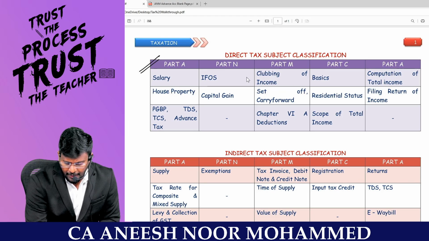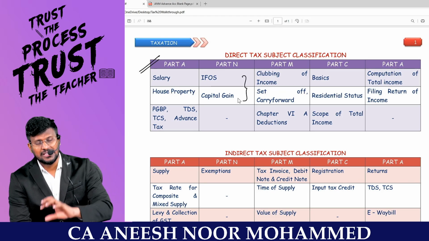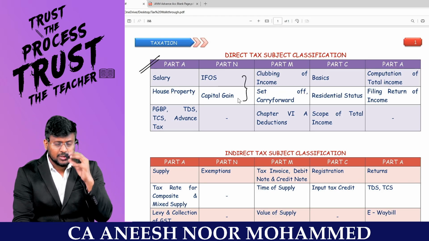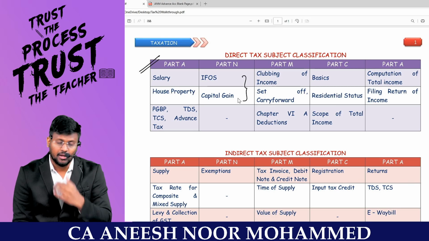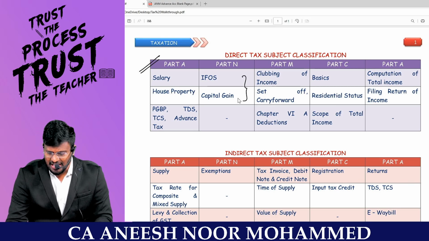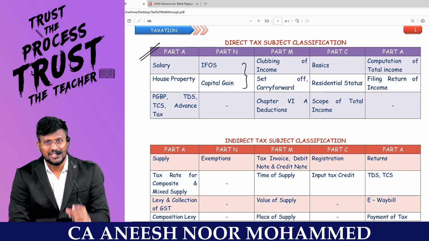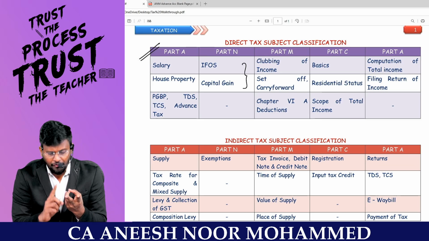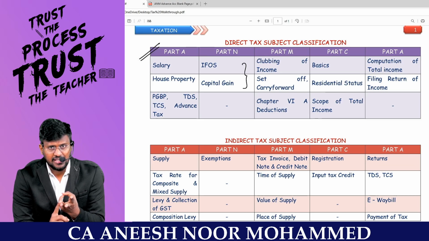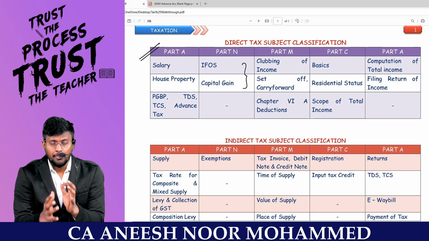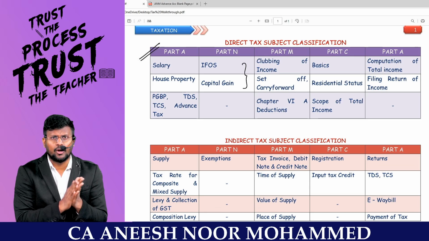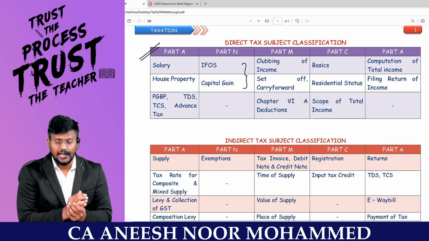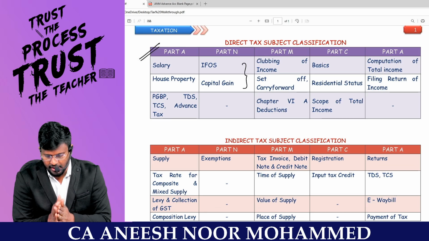Then the second part we will be focusing on IFOS and capital gain, because these two are connected topics which are talking about the capital asset, my dear lovable students. Then we'll start with part number 3, which is clubbing of income, set off and carry forward, and chapter 6A deduction. Before we do the computation of total income, we should be very clearly aware of the clubbing of income, set off and carry forward, and chapter 6A deduction.